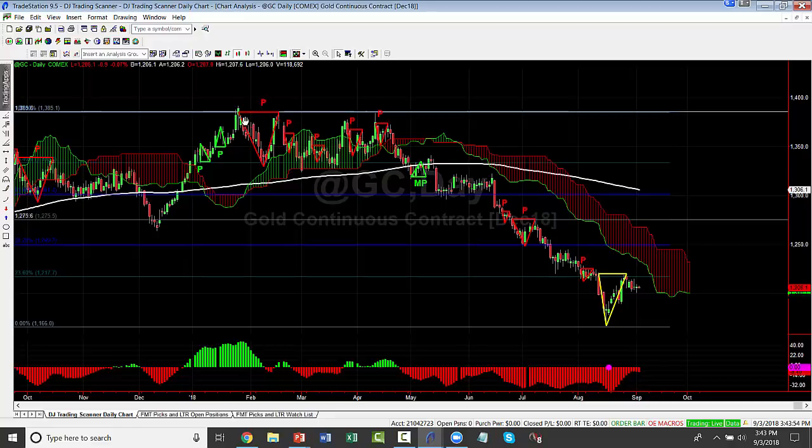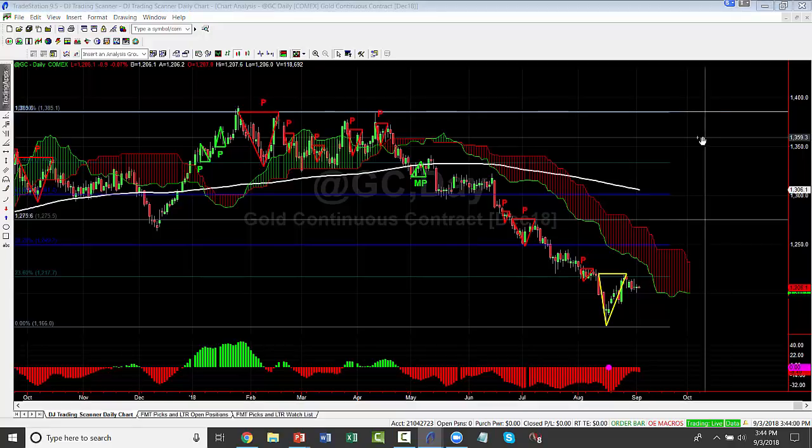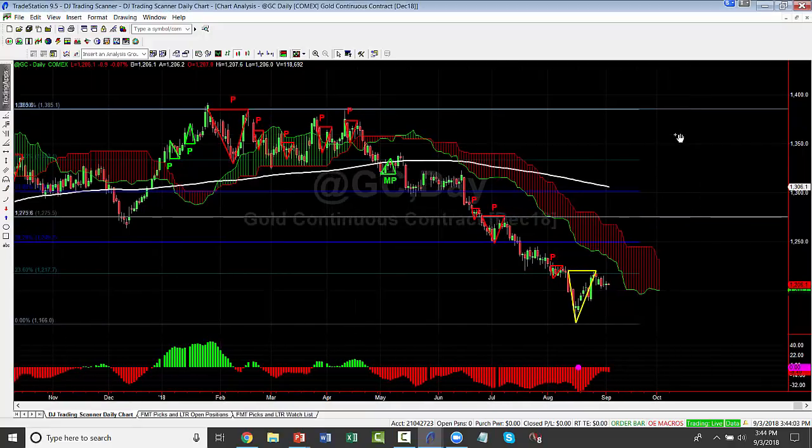So that is it for this update. Watch very carefully. As always, use risk control in your trades. Trend is your friend, of course, and stay with the trend, but be watching for signs of at least a very, very short-term trend change, and there could be some profit opportunities in that.